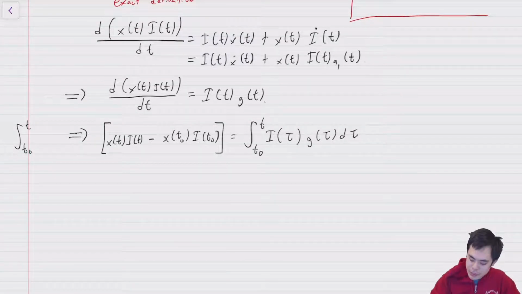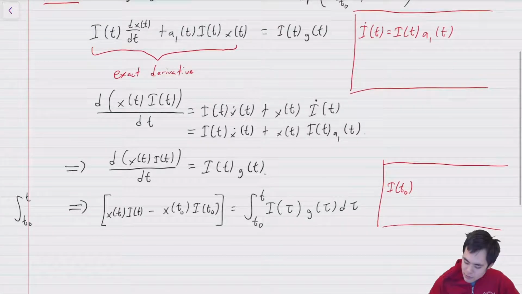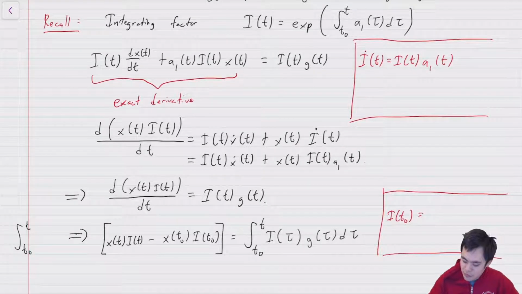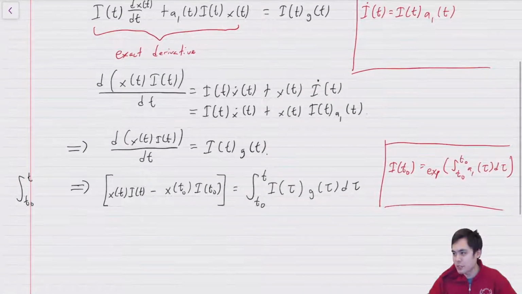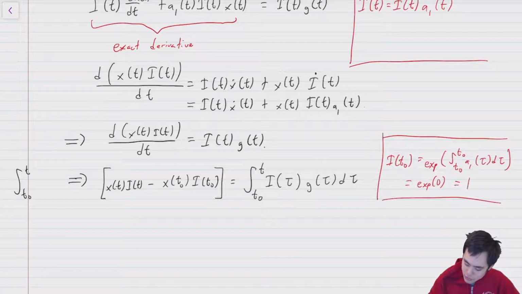And note, as an aside, that I of t naught is equal to, let's see, where did I define I of t? That's the exponential of x of the integral from t naught to t naught of a1 of tau d tau. But the integral from t naught to t naught, well, that's just 0, right? So this is equal to e to the 0, which is equal to 1.